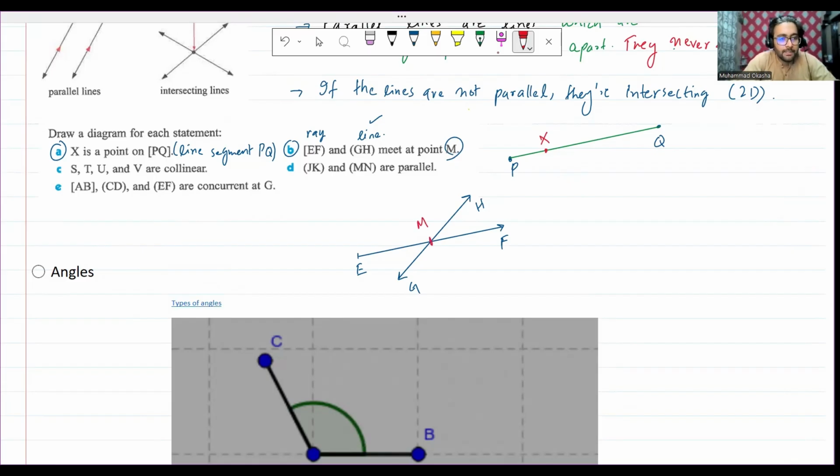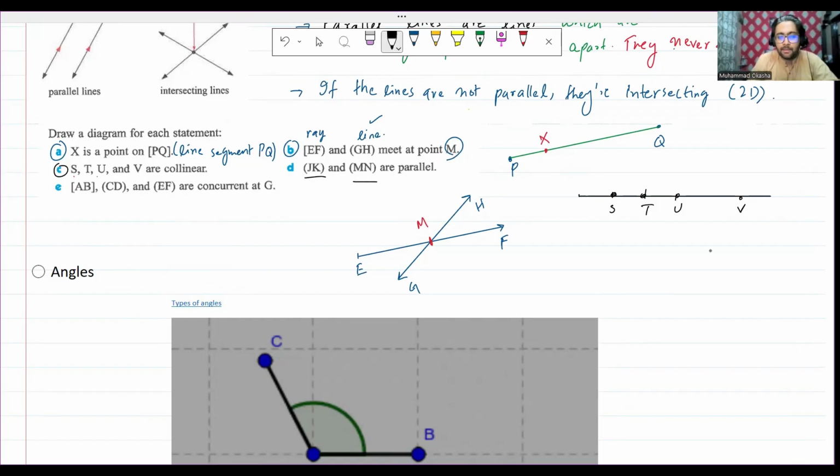Part C, S, T, U, and V are collinear. So what you can do is draw a straight line, and they all lie on a straight line. So S, T, draw them like points. S, T, U, maybe you can draw V a little further apart. You can draw them anywhere you want, as long as they're on the same line, they're collinear.